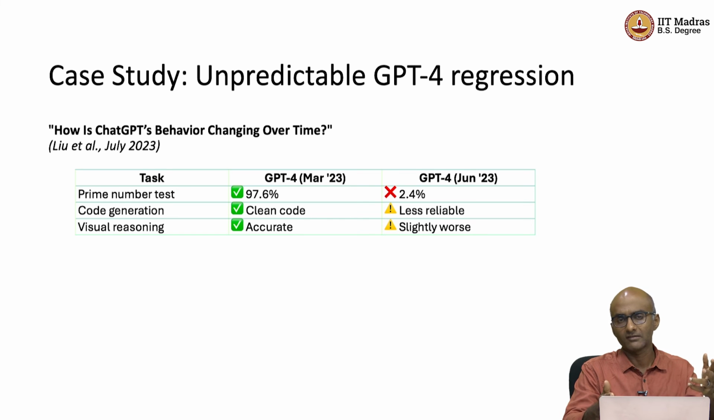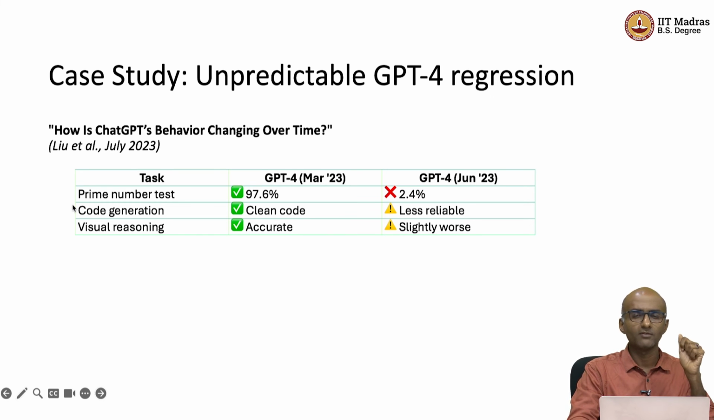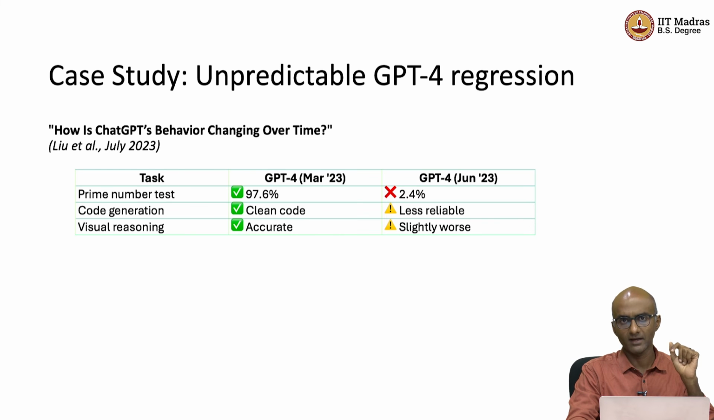These are mathematical tasks. It's not fancy logical reasoning or anything else. Very simple mathematical tasks. Code generation became significantly less reliable. Visual reasoning on images became a significant problem again, between the earlier version and the next version.